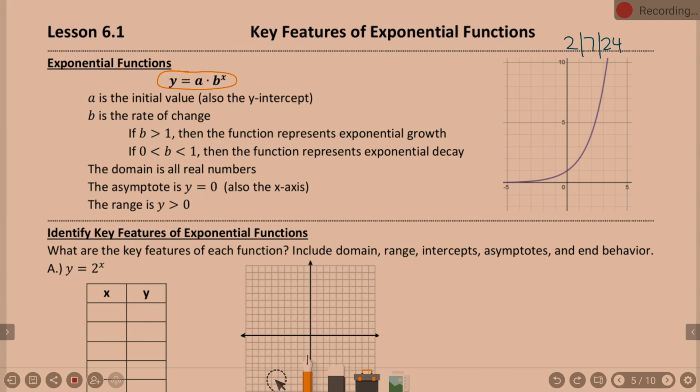And b has a couple of different names, but one of the things we can call b is the rate of change. And this connects us to exponential growth and decay. You may have done a little bit of this in some of your science classes or previous math classes. But b, the rate of change, I'm also going to call it the base.